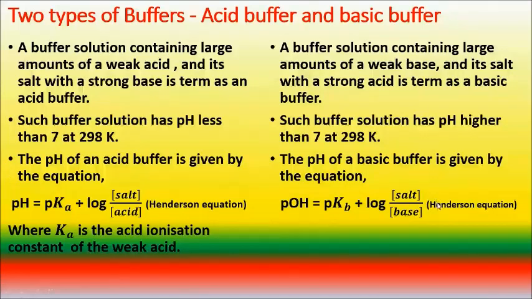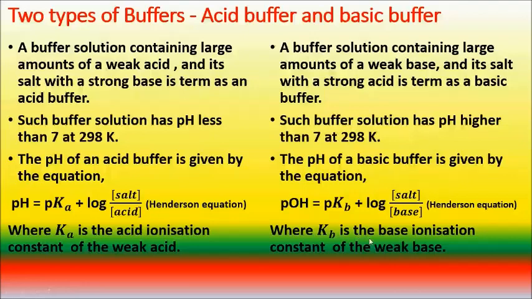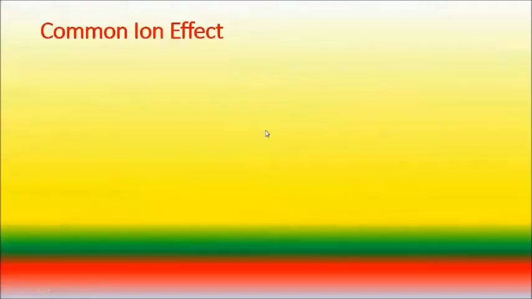The same equation is named the Henderson equation for acid and basic buffer. And here the Kb value is the base ionization constant of the weak base.